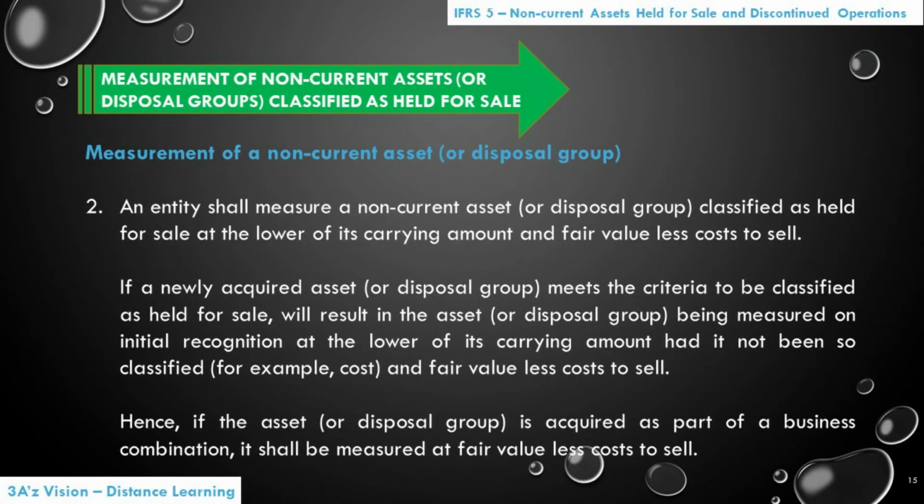Number 2. An entity shall measure a non-current asset, or disposal group, classified as held for sale at the lower of its carrying amount and fair value less costs to sell. If a newly acquired asset, or disposal group, meets the criteria to be classified as held for sale, this will result in the asset, or disposal group, being measured on initial recognition at the lower of its carrying amount had it not been so classified, for example, cost and fair value less costs to sell. Hence, if the asset, or disposal group, is acquired as part of a business combination, it shall be measured at fair value less costs to sell.